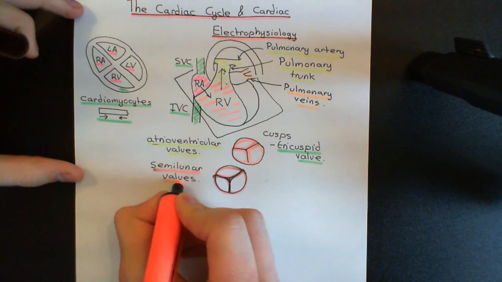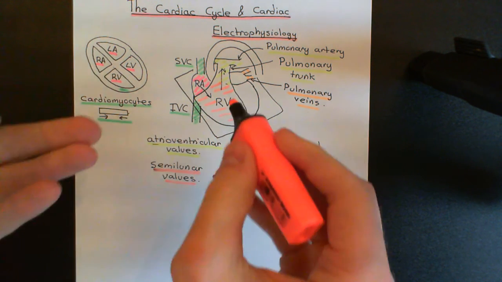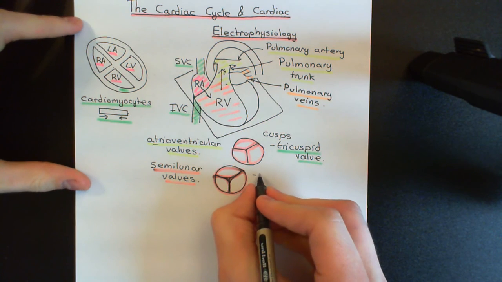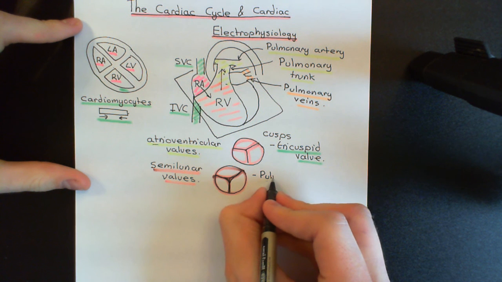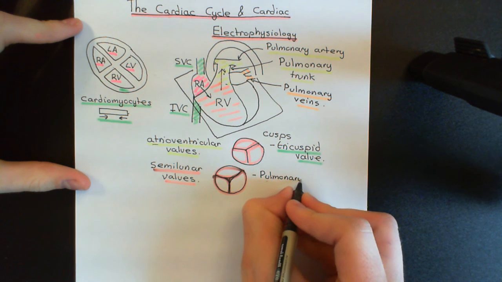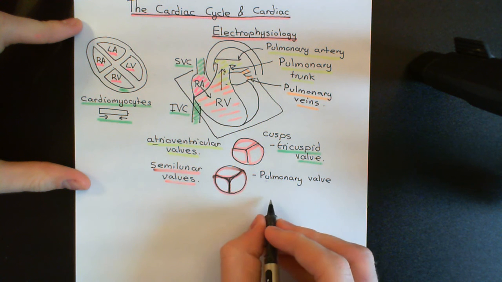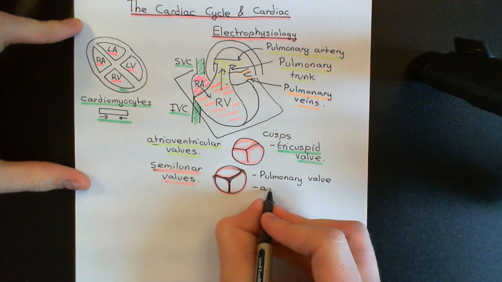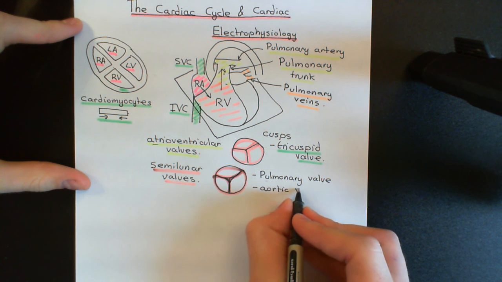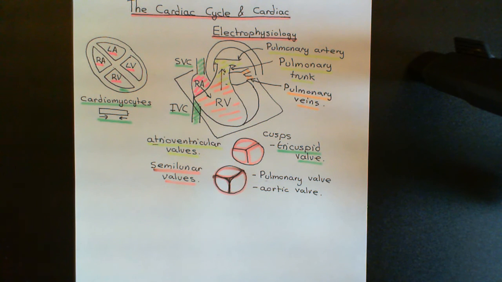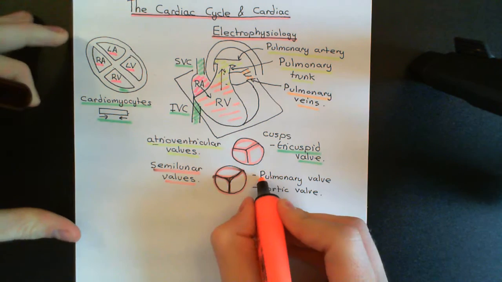Now, of course, there are 2 of these semilunar valves, one between the right ventricle and the pulmonary trunk and one between the left ventricle and the aorta. They have different names. The one between the right ventricle and the pulmonary trunk is sensibly called the pulmonary valve, and the one which we'll see later between the left ventricle and the aorta is sensibly called the aortic valve. Again, these have 3 cusps. We're going to see one final valve in between the left atrium and the left ventricle, and that's going to be the only one that only has 2 cusps.